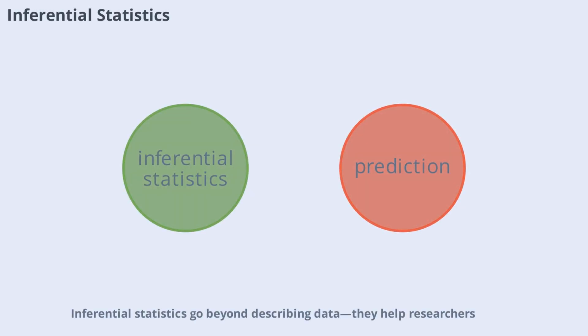Inferential statistics go beyond describing data. They help researchers make predictions and draw conclusions about larger populations. By analyzing a sample, scientists can infer what might be true for everyone. This is especially important when it's impossible to study an entire population directly.